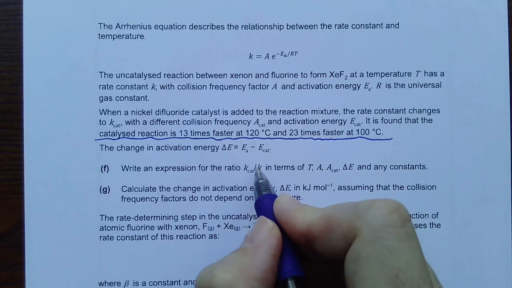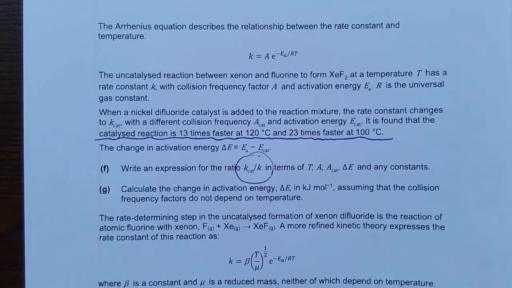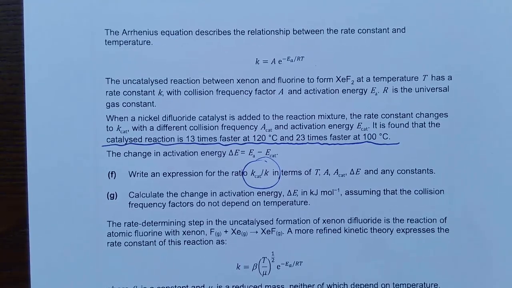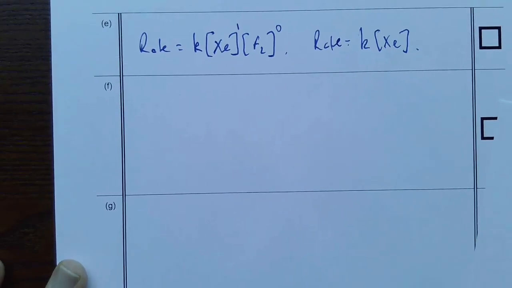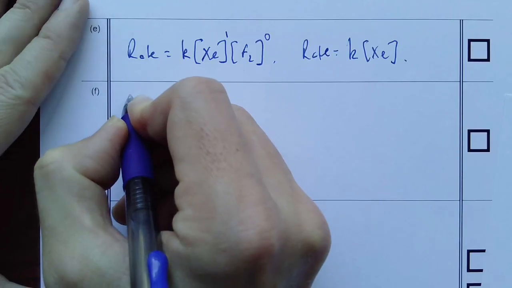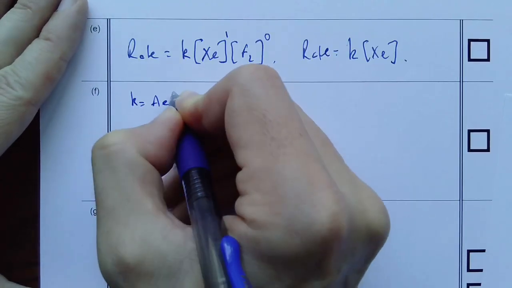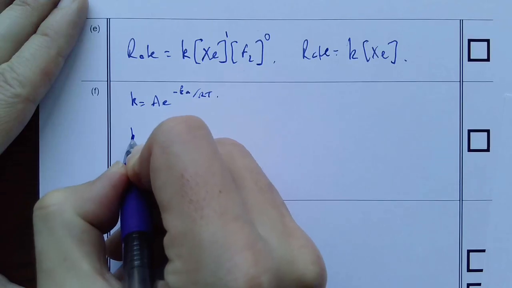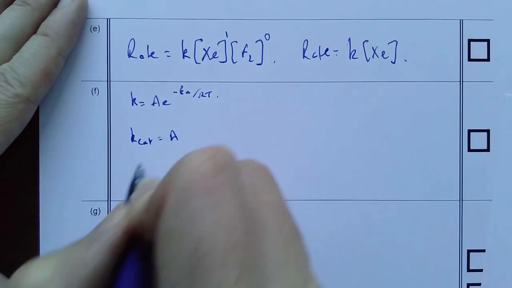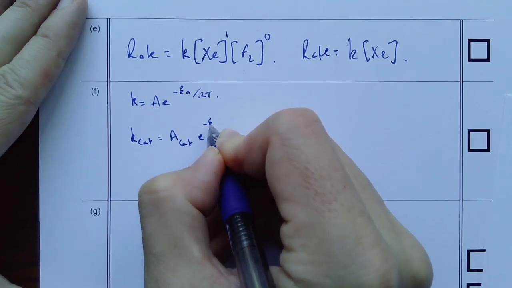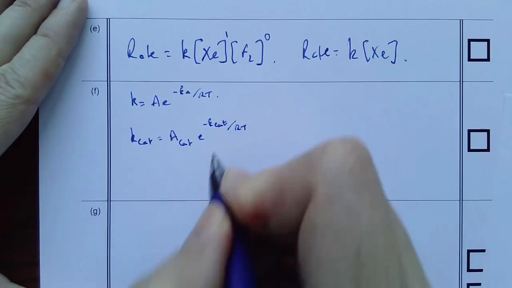What we want is an expression for the ratio of the rate constants, which is a bit of a classic kind of question. There's no real mystery here if you've thought about Arrhenius equations long enough. So I've got k equals A e to the minus Ea over RT, that's my uncatalyzed reaction. And then I've got k cat equals A cat e to the minus E cat over RT.